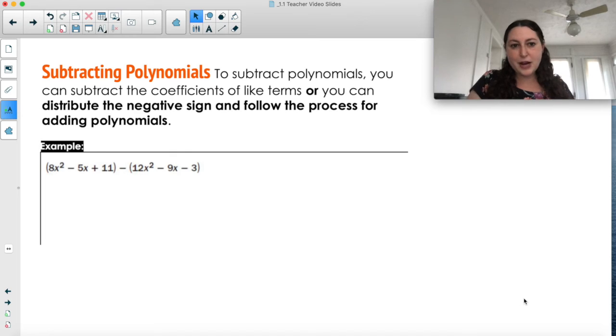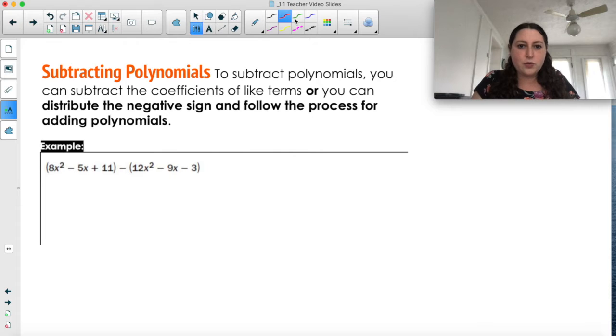Okay, now on to subtracting polynomials. So to subtract polynomials, same idea as adding. You subtract the coefficients of like terms, or you can do my preferred method, which is distribute the negative sign and then just add at that point. I'll show you what I mean.